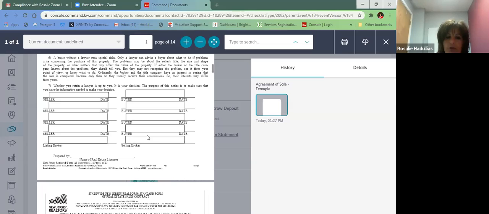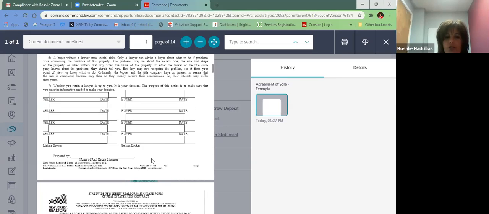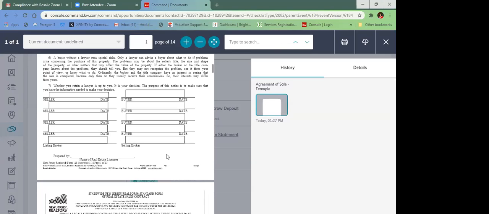Do you see where it says listing broker and selling broker? That does not mean I am supposed to sign it. If you are the agent that has the buyer, you are considered the listing broker. So you would put your name there and you would sign it. It's not for me to sign. Once in a while, I'll get someone sending me a contract to sign. I do not have to sign it. You put your name there. And then of course you put your name right here where it says the name of licensee filling out the contract.